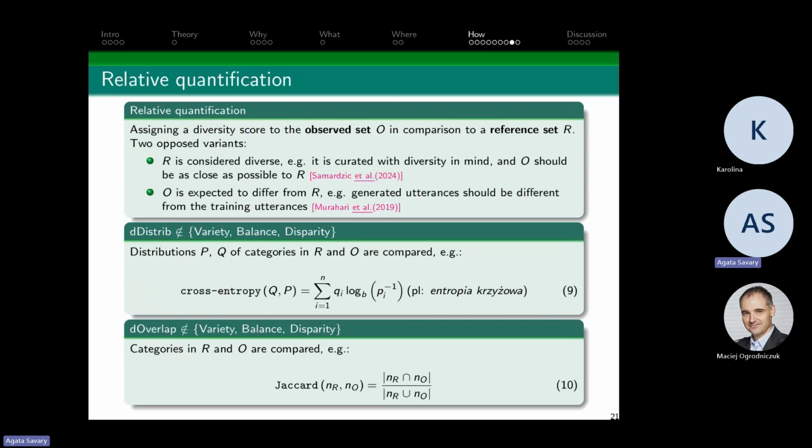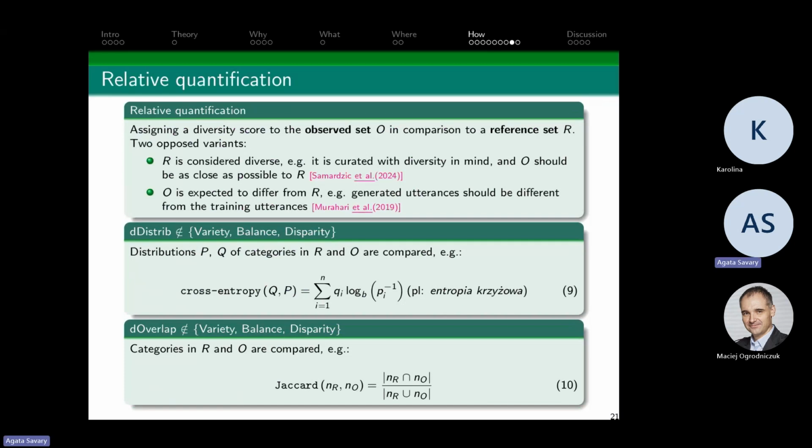So relative quantification means that we now have two sets, the observed set and the reference sets. And there can be two scenarios. Some people say, okay, I have a data set, a corpus, for instance, which people carefully curated to be diverse. They were linguists, they know which languages are diverse, they know which domains are diverse, and the reputation of this data set is to be diverse. And now I construct more or less automatically another data set, and I want it to be as close as possible for the distribution for my categories as this reference set. If it is close, then it is diverse, right?